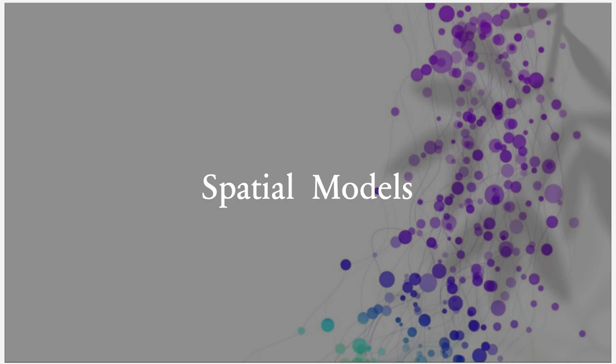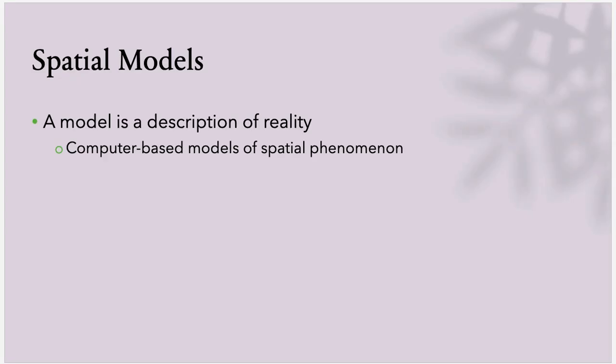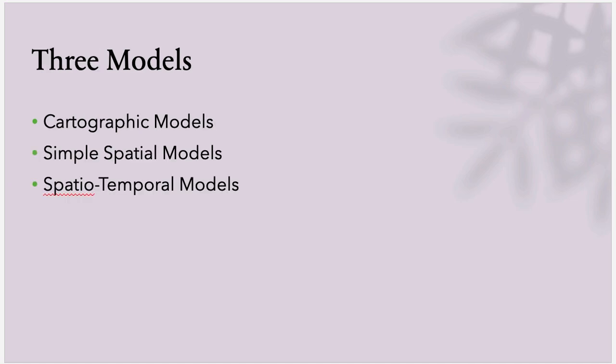Next lecture is based on spatial models, and a model is a description of reality, and specifically for GIS, we're looking at computer-based models of spatial phenomenon. These models describe the basic properties or processes for a set of spatial features, and they help us understand their form and behavior. There are three types of models that we'll be covering in this lecture. The first one is cartographic models, the second one is simple spatial models, and the third one is spatiotemporal models.